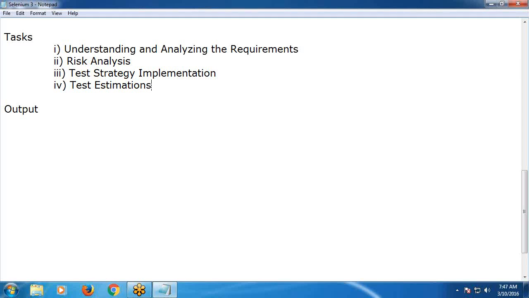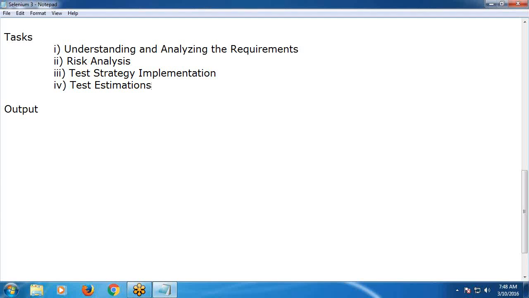Next, estimation. Suppose I have to go to another city. That is my requirement. How to go? Strategy. By car, by flight, strategy. Depending on that strategy, test estimation varies. Suppose by car, 5 hours. By flight, 1 hour. See, based on strategy, we estimate.